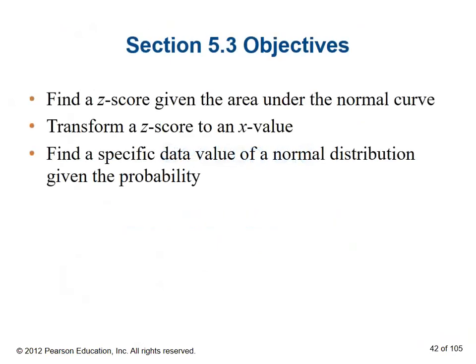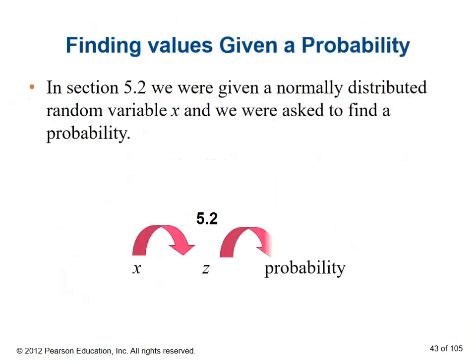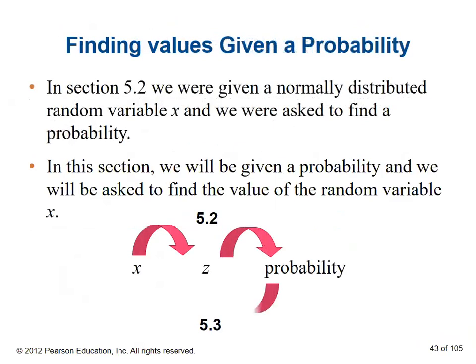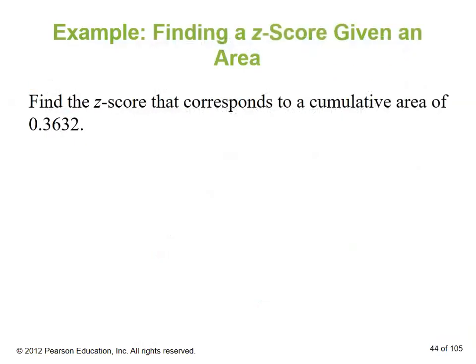5.3 is kind of more of the same, except we're going to go at it from the other direction. So what's going to happen is, instead of giving you a z-score and asking you to find area, I'm going to give you an area and ask you to find a z-score. Here's what it looks like since we're going the opposite direction. We're going to take the probability or the area and then backtrack to figure out what the z-score is. And sometimes we may even go back and find what the x value is that would go with it.